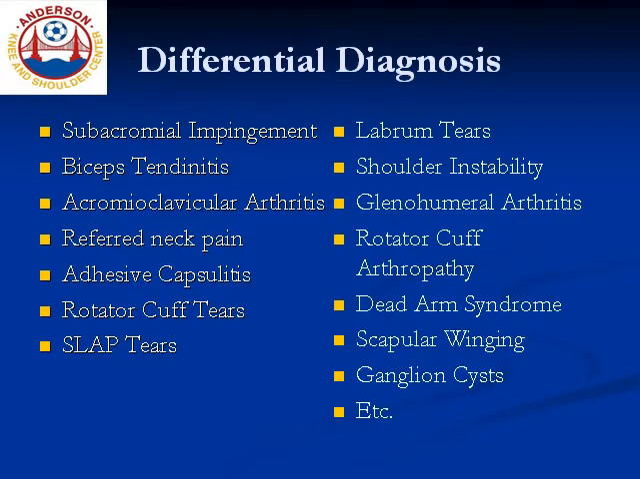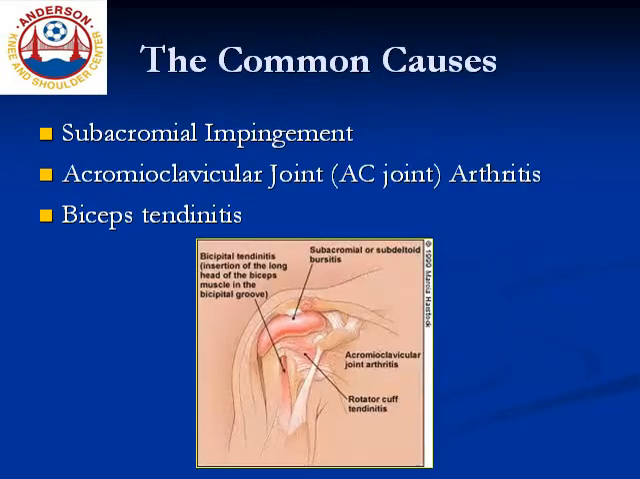I'm going to focus on the top three here: the subacromial impingement, tendinitis of the biceps, and arthritis of the AC joint. While it's very difficult to say what exactly is the typical shoulder patient, one of the most common presentations of shoulder pain involves a combination of these three entities.